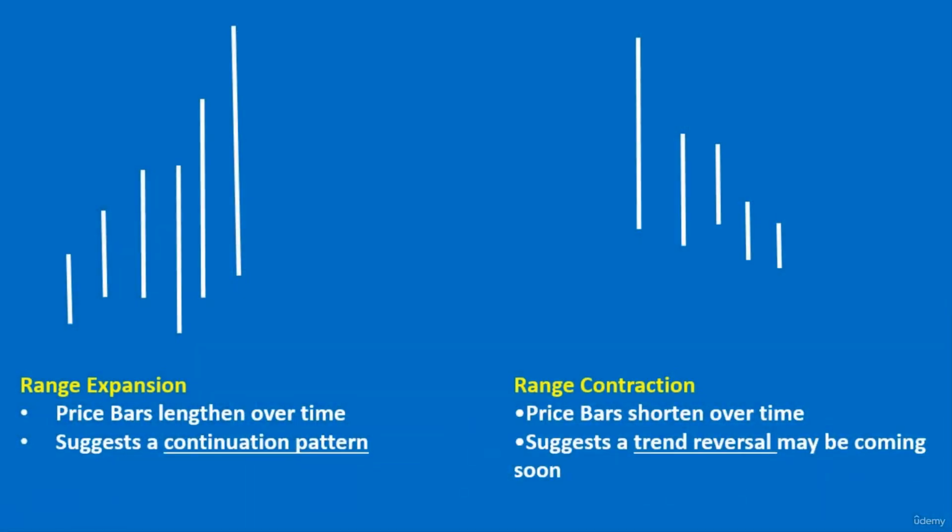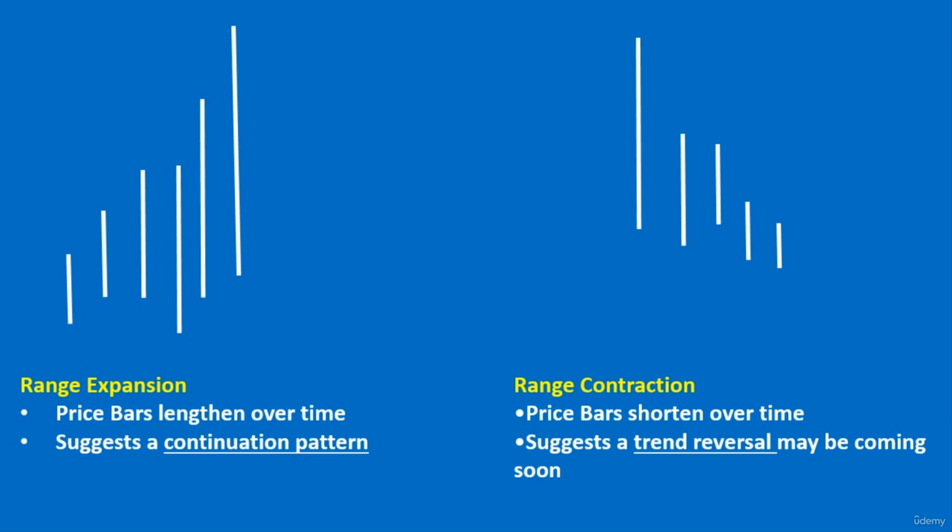So if we look at trading ranges, you can look at range expansion and range contraction. If we look at these examples here on the left, we have range expansion. You can see that the price bars, just that middle part, if we're looking at that range, are lengthening over time. Going from left to right, you can see how they tend to be lengthening. And that would suggest a continuation pattern: if it's expanding, whichever way it's going, it could be up or it could be down, it could be continuing to go in that pattern.